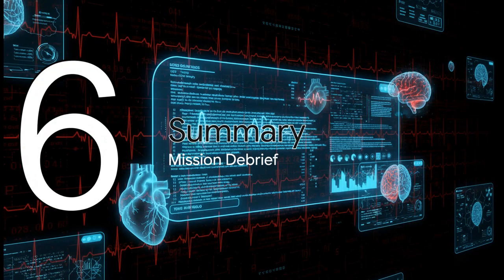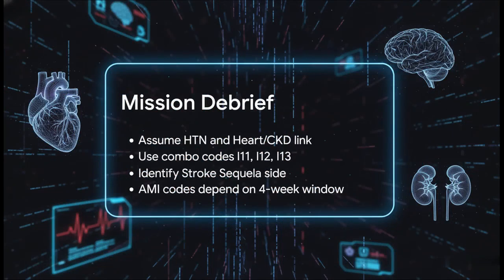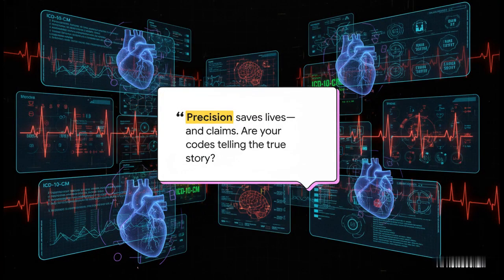Section 6. Summary. Mission debrief. All right, here is our mission debrief. Assume the causal link for hypertension with heart or CKD conditions unless documented otherwise, and use combination codes like I11, I12, or I13. Use category I69 for stroke sequelae, paying close attention to the dominant side. AMI cases within 4 weeks get I21 codes, and a subsequent type 1 AMI within that exact same window requires an I22 code.